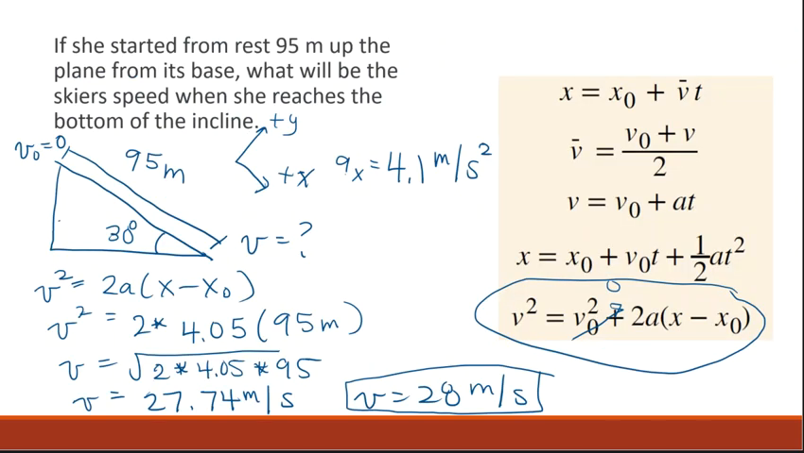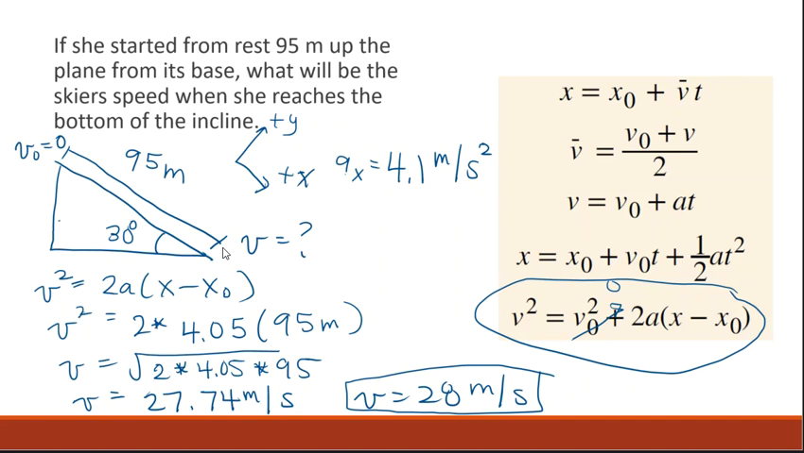Okay, another part of what you'll be asked is using kinematics equations to get other information. So if she started from rest 95 meters up the plane from its base, what will be the skier's speed when she reaches the bottom of the incline? So what does this mean? Up the plane from its base. It's meaning this length here, up the incline. Okay? So on your homework problems, on the exam, if it says up the plane from its base, it's this hypotenuse length, 95 meters.